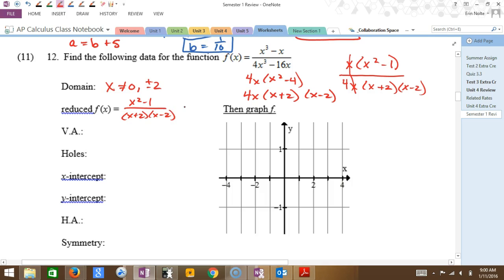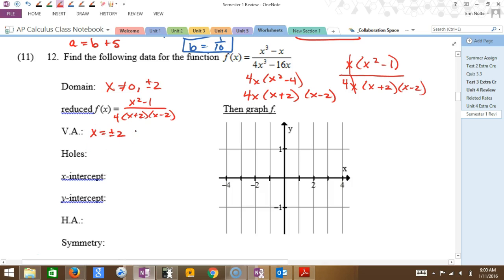Okay, so that tells me that I have 2 vertical asymptotes. Where are the 2 vertical asymptotes? Where did the 4 go? Oh, I meant to say 4, sorry. Just kidding. So where are my 2 vertical asymptotes? At 2 and negative 2. Okay, so that's what's left. Once you reduce, anything that makes the denominator 0 at this point, that's where vertical asymptotes are. So we have vertical asymptotes at x equals plus or minus 2.